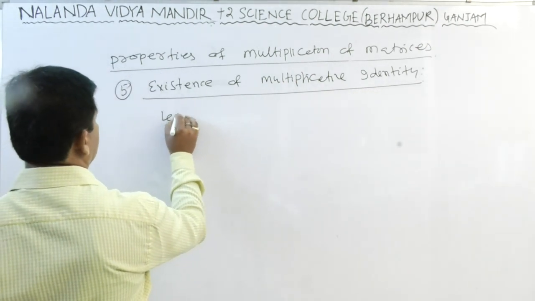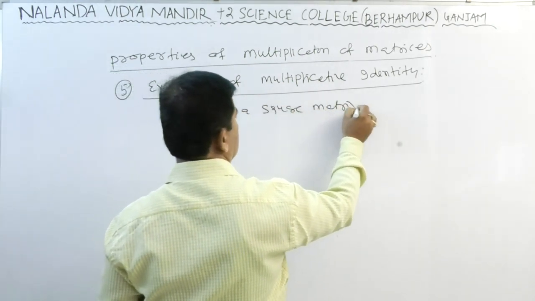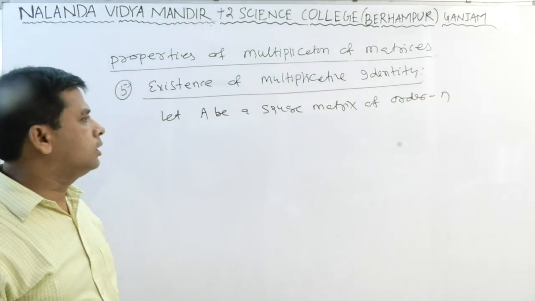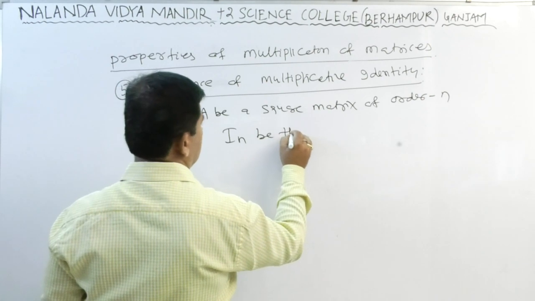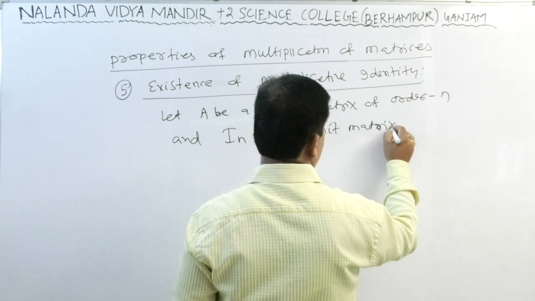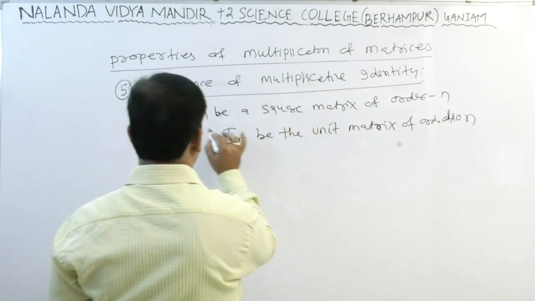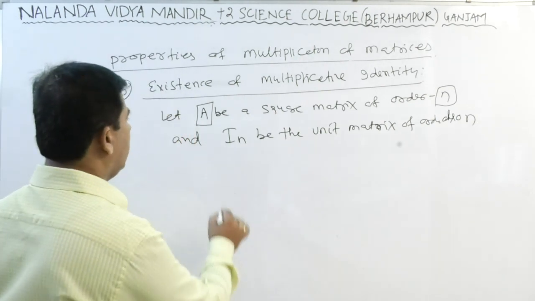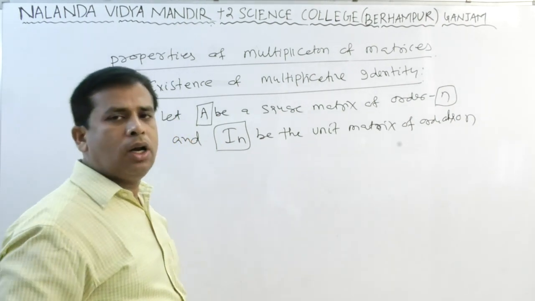So let A be a square matrix of order n, and In be the unit matrix of order also n. A is a square matrix of order n, which means the number of rows and the number of columns are the same, and In is a matrix that is known as the unit matrix or identity matrix.